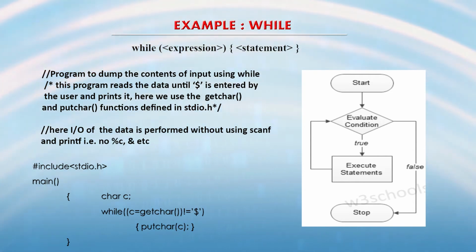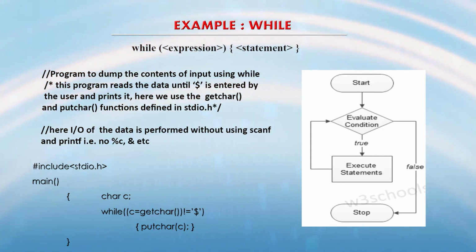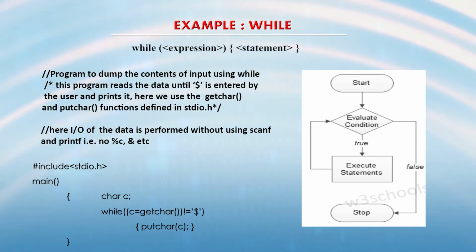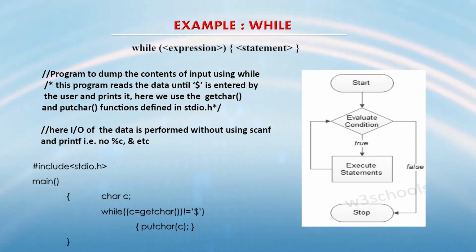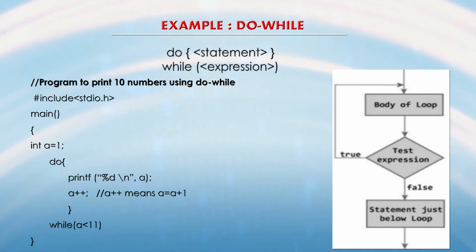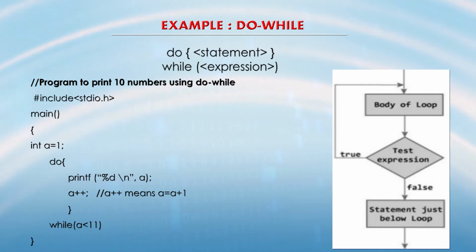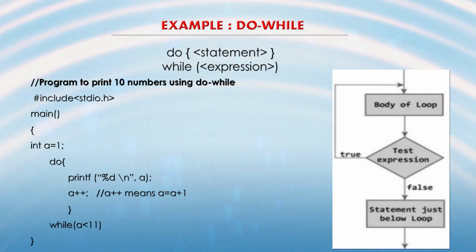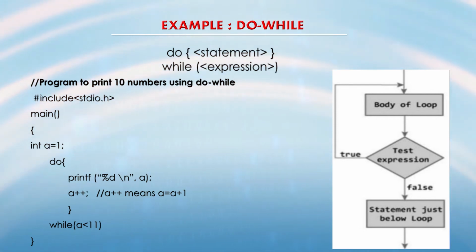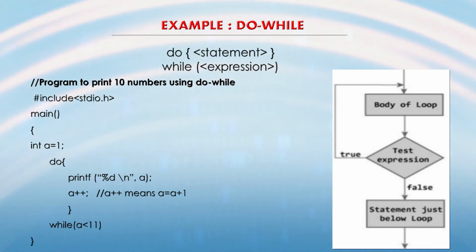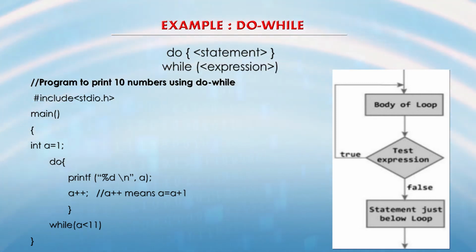So that's how, by using the simple getchar and putchar, we use this program to put the text entered by the user onto the screen. So this is the while construct. Now the do while construct says that we first define the body of the loop. We execute the statements, and we then check the expression. If that expression turns out to be true, then we again execute the body of the loop. Otherwise we come out of that loop.